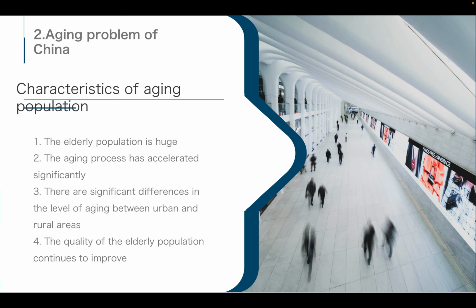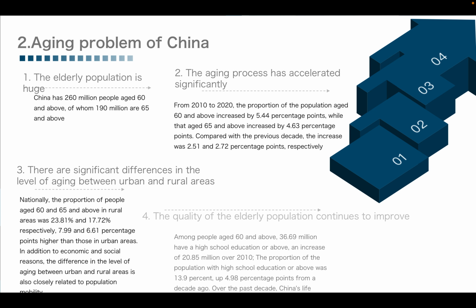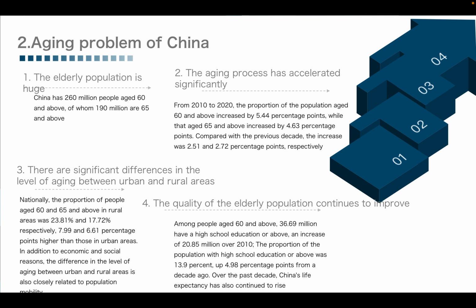Then there are four aspects to the characteristics of aging, namely the large size of the elderly population, the aging process is noticeably accelerated, the level of aging between urban and rural areas is obviously different, and the quality of the elderly population continues to improve. Then, this is a specific introduction of the four aspects.